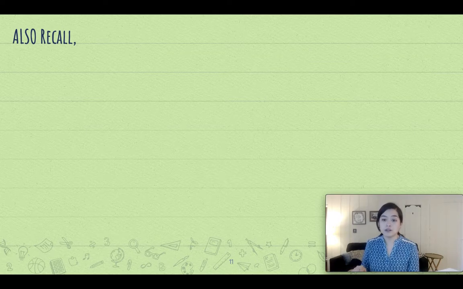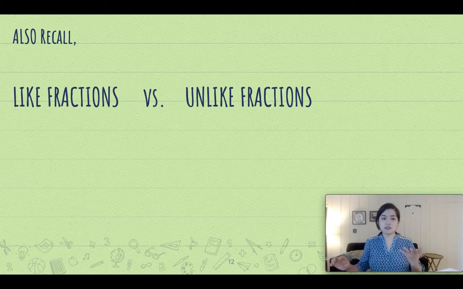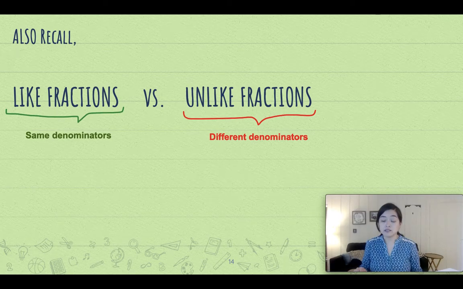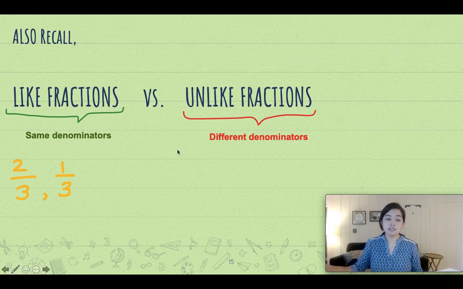Also recall like fractions versus unlike fractions. What's the difference between these two terms? Well, like fractions have the same denominator. Unlike fractions have different denominators. Here is an example of a pair of like fractions. We have 2/3 and 1/3. They have the same denominator of 3, so these fractions are called like fractions.